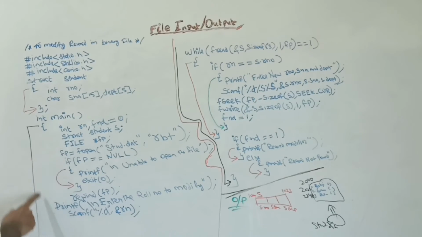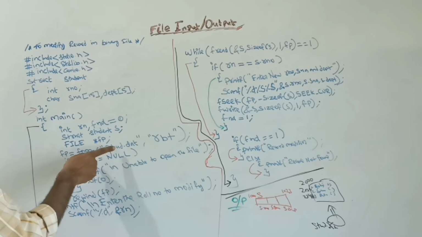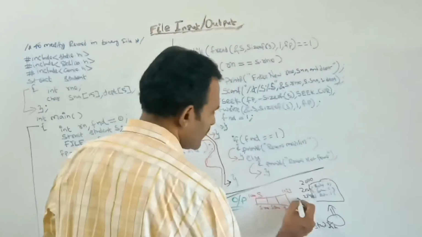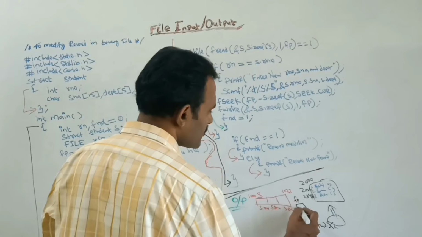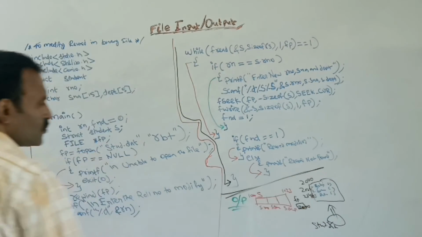Here once it is loaded, then it comes here. See here, after loading, the corresponding starting base address is stored to FP. So now FP is equal to 2000. This FP holds the address 2000.